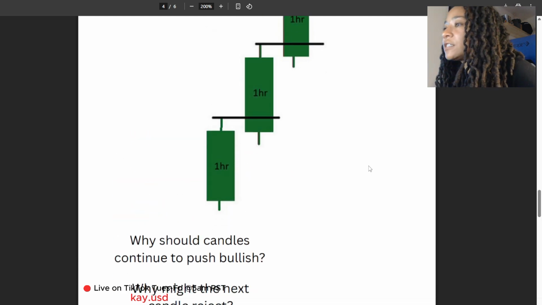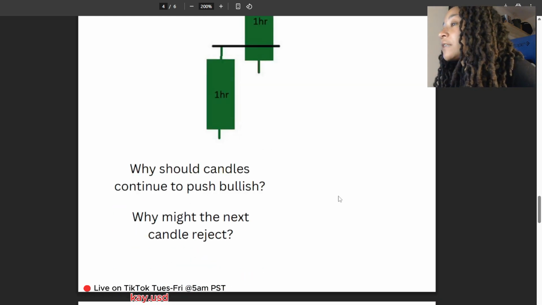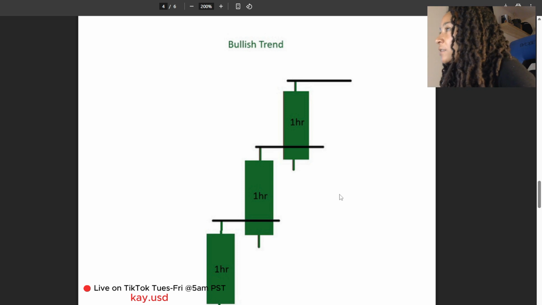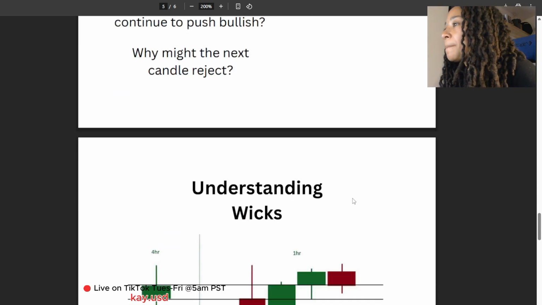And then you have to consider, why should candles continue to push bullish, and why might the next candle reject? And maybe that's where you get into support and resistance, or EMAs, SMAs, order blocks, trying to figure out where candles react, the different zones where candles react from.